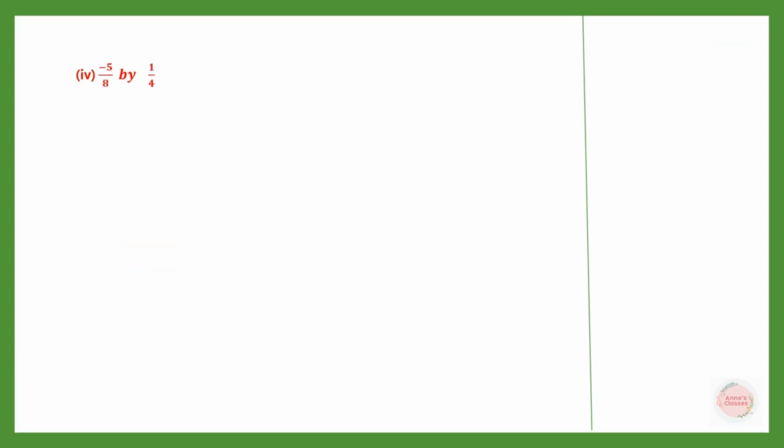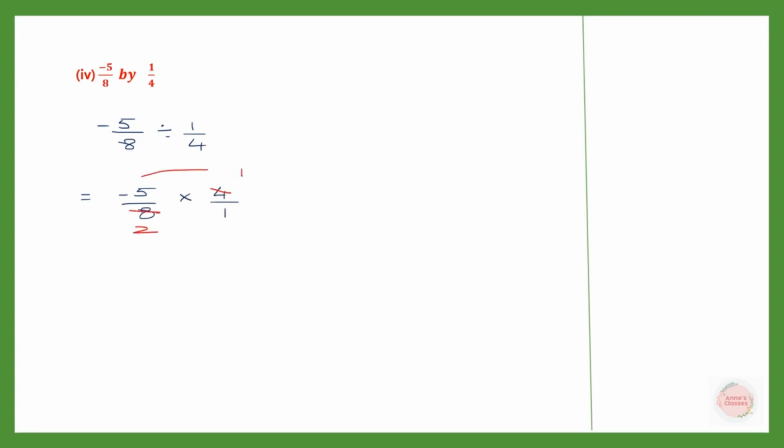Question 4. Minus 5 by 8. Let's write that. Minus 5 by 8 divided by 1 by 4. So the first rational number remains the same. Division changes to multiplication. 1 by 4 becomes 4 by 1. We can cancel 4 and 8. 4 ones are 4, 4 twos are 8.